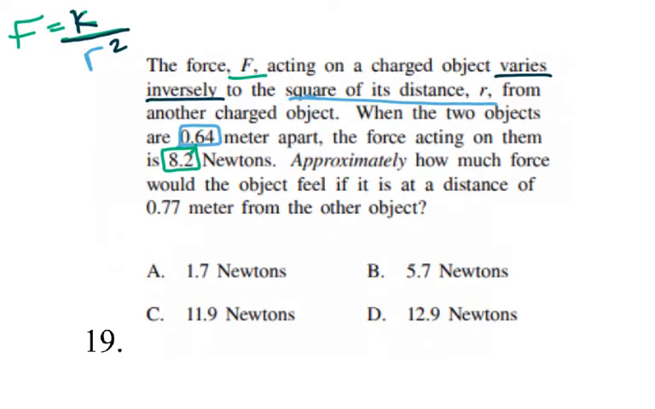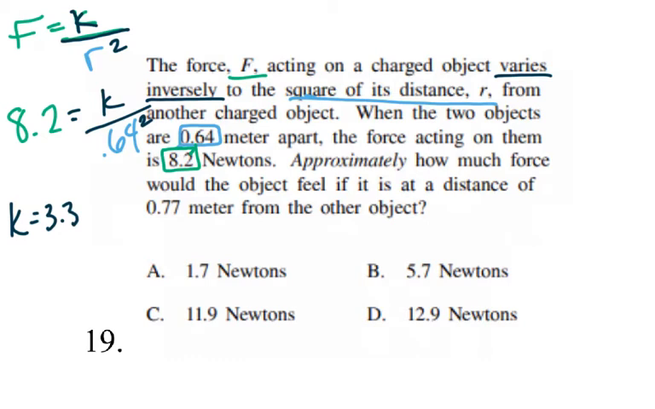Okay, so I tried a color code. The next sentence is going to tell us how to find the K. So when two objects are 0.64 meters apart, that's your R. The force acting on them is 8.2, that's your force. So I'm just going to plug them in. And the way I'm going to get K by itself is I'm going to multiply both sides by 0.64 squared. So K is going to be equal to 8.2 times 0.64 squared. So K is equal to 3.35872.